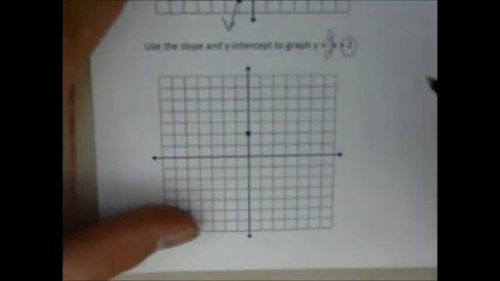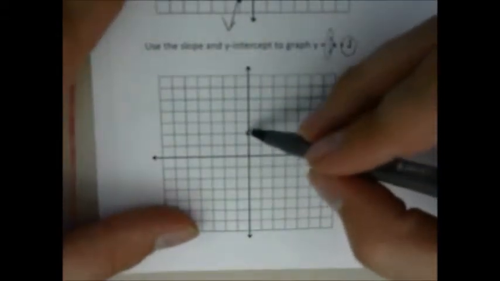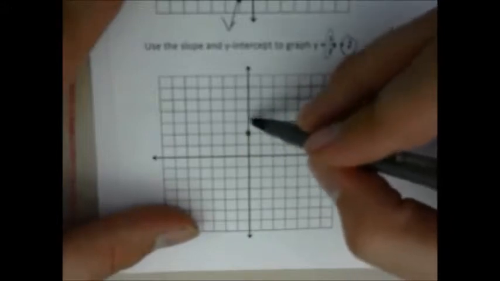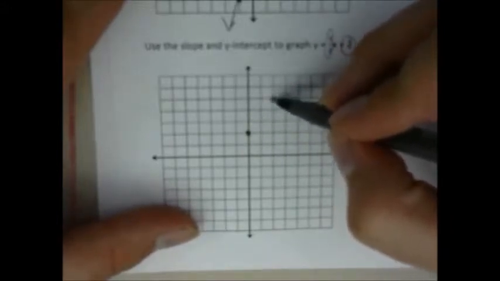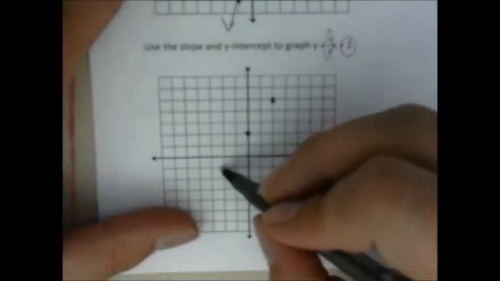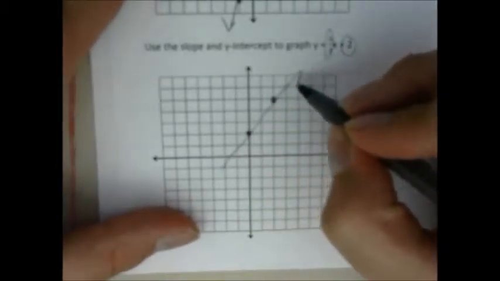And slope is 3 over 2. So that's going to be positive rise, positive run. So positive rise, 1, 2, 3. Positive run, 1, 2. 2 points. It's the line, and we graph.